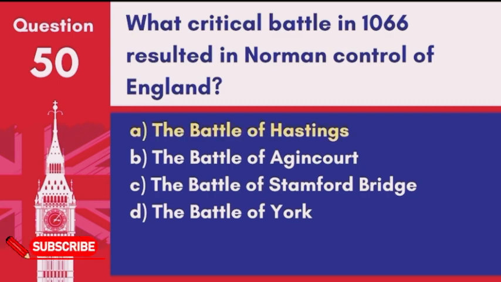Answer: A. The Battle of Hastings. The Battle of Hastings in 1066 was a critical battle that resulted in Norman control of England, with Duke William of Normandy defeating King Harold and establishing Norman rule.